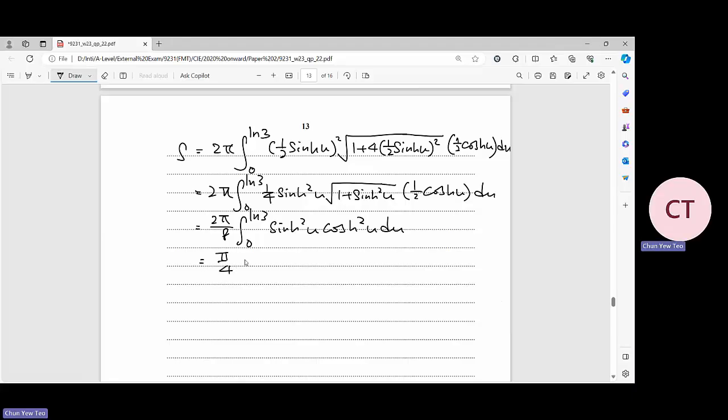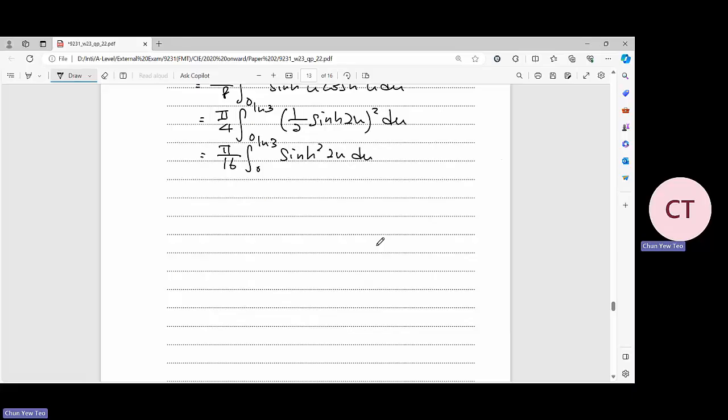I will straight away write this one out. π/4 ∫ from 0 to ln 3 of (1/2 sinh 2u)² du. If you take the constant out, you get π/16 and you will get sinh² 2u. So now we reduce our problem over here to integrating sinh² 2u. How do we integrate sinh² 2u?